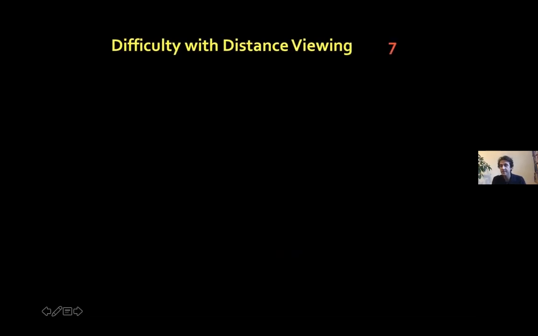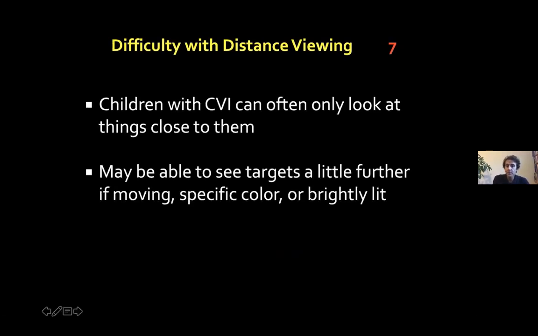Okay. A few more characteristics, and I'm going to cover phases very briefly and then wrap it up. Difficulty with distance viewing. Children with CVI can often only look at things that are close to them. They may be able to see targets that are a little further away if those things are moving, have a bright color, or are brightly lit. So you start to see these characteristics really overlap, right? They're not in isolation. They all kind of impact each other.